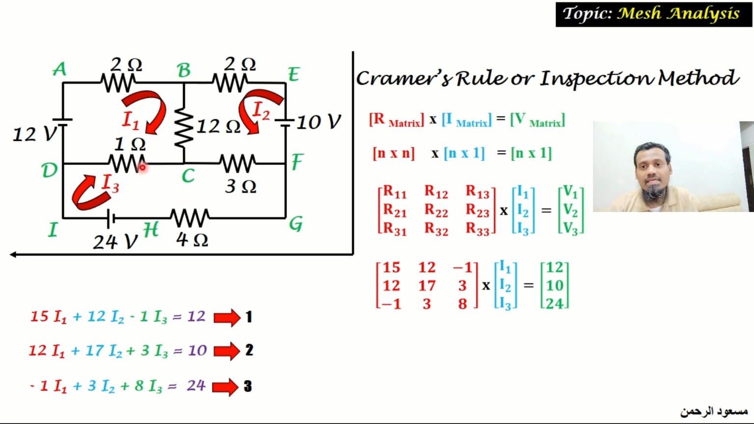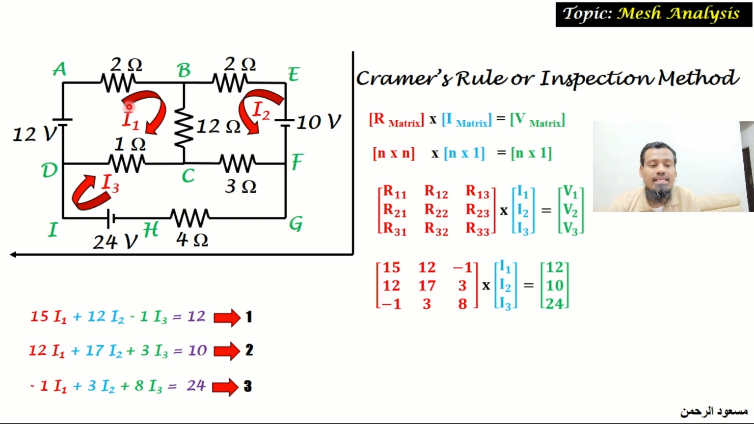I1, I2, I3 are the unknown current values, and the voltage available in the first loop is 12 volt. There is no other battery in the first loop, so 12. And the voltage available in the second loop is 10, and the voltage available in the third loop is 24. So all the battery voltages are written to be positive because according to the assumed current direction, in all the three batteries, the current is internally flowing from negative to positive polarity.